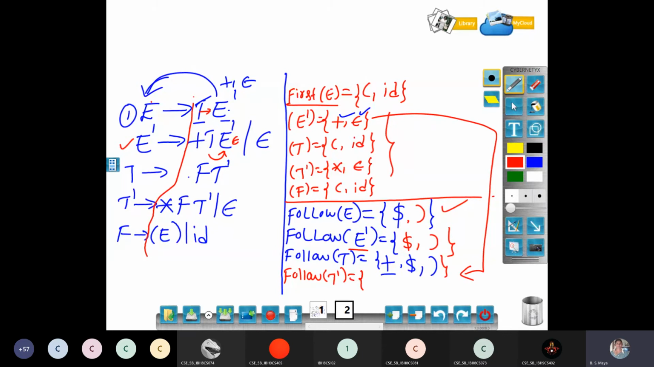What is follow of T dash? Now search, where is follow of T dash? T determines F T dash, third line. It comes there. Let's go there for a minute. Where should I come now? T, F derives T dash. I am doing T dash, right? Here it is.